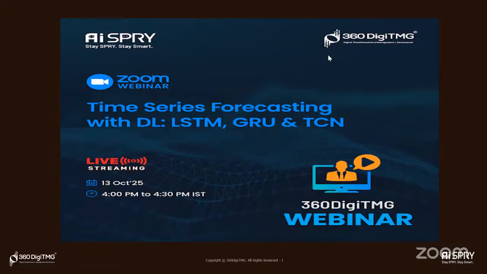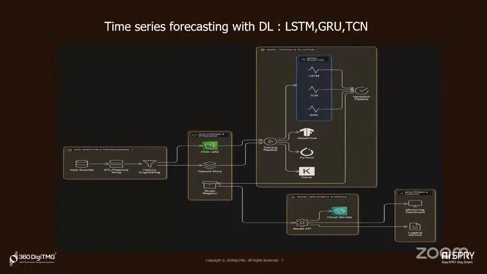Good evening all. Today we will discuss time series forecasting with deep learning: LSTM, GRU and TCN. This architecture will ensure that deep learning models are trained, validated, deployed and monitored efficiently while maintaining version control and data integrity. So let's begin our session on time series forecasting with deep learning models.